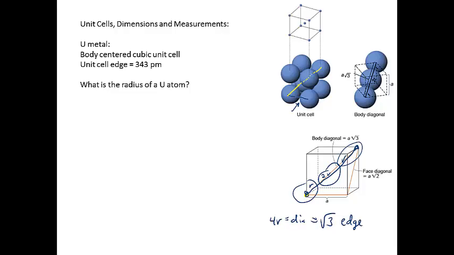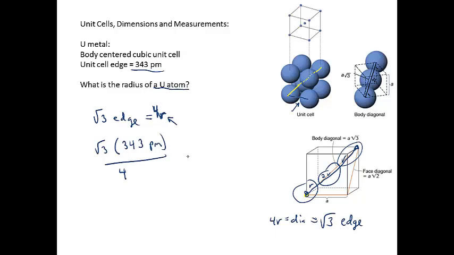Now, what we're asked here is we have a body-centered unit cell, and the unit cell edge length is 343 picometers. What's the radius of the uranium atom? Well, what we know is that the square root of 3 times the edge length equals 4R, and we're looking for the radius of the uranium atom, which is R. So we'll take the square root of 3 times the edge length, 343 picometers, divided by 4. And when we do that out, we come up with 149 picometers.